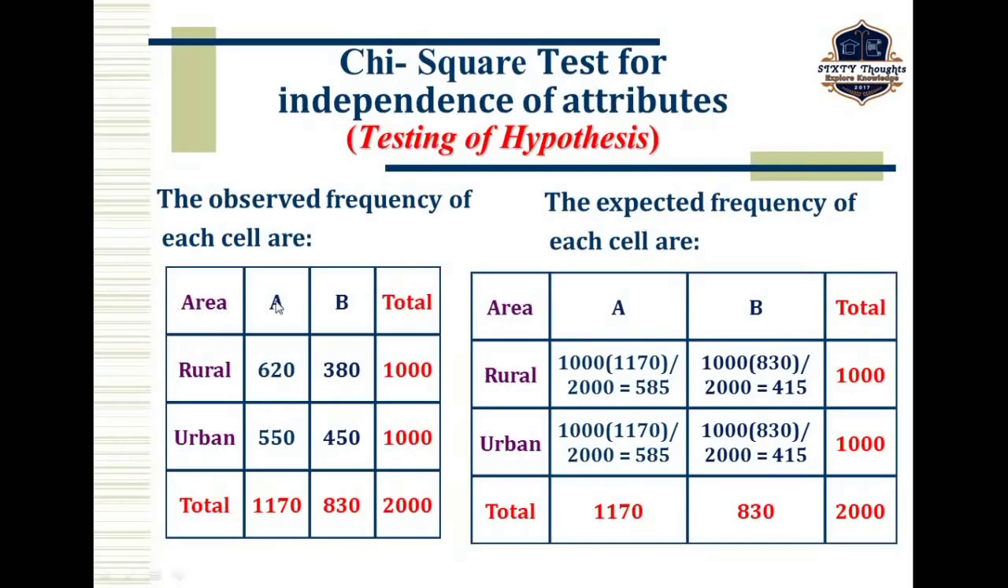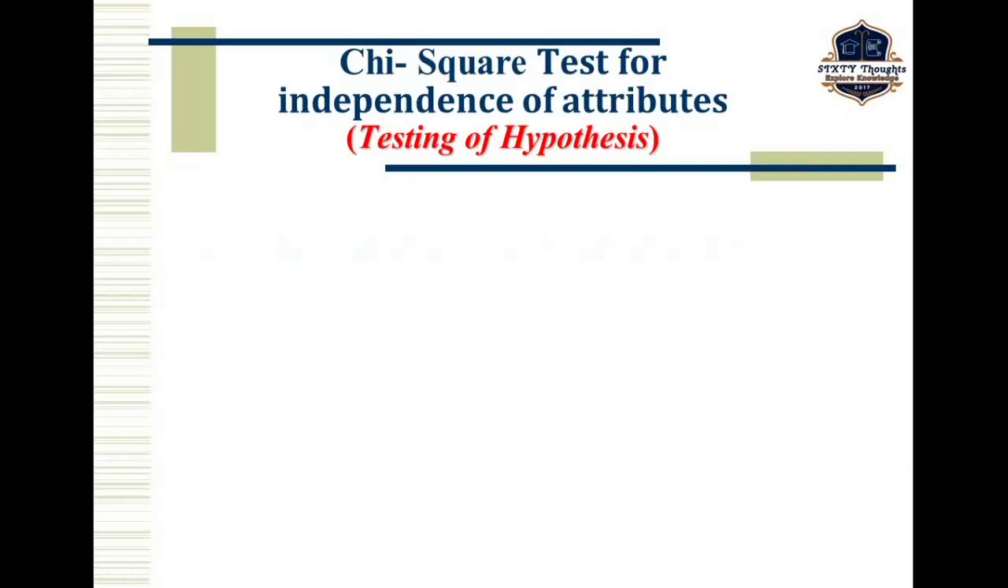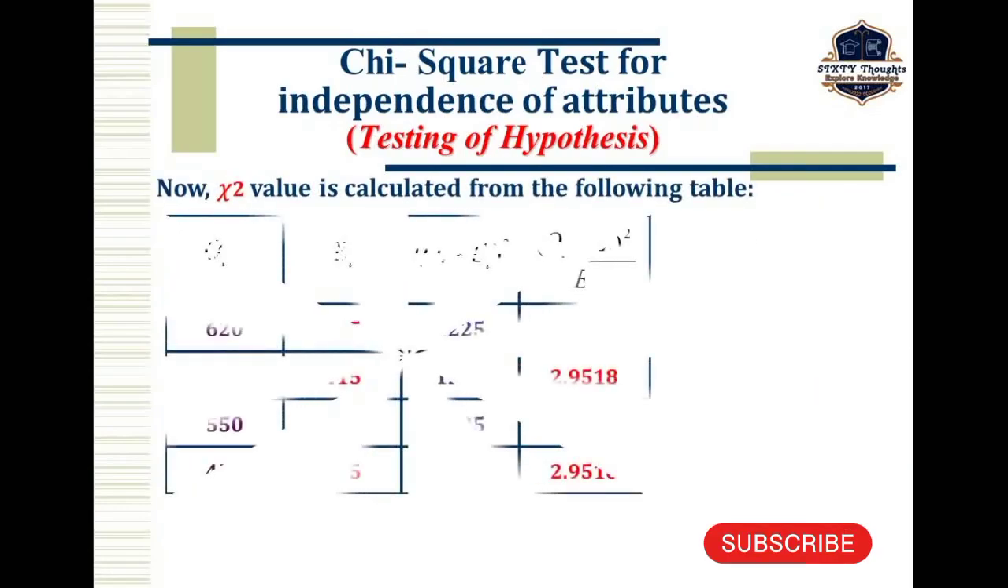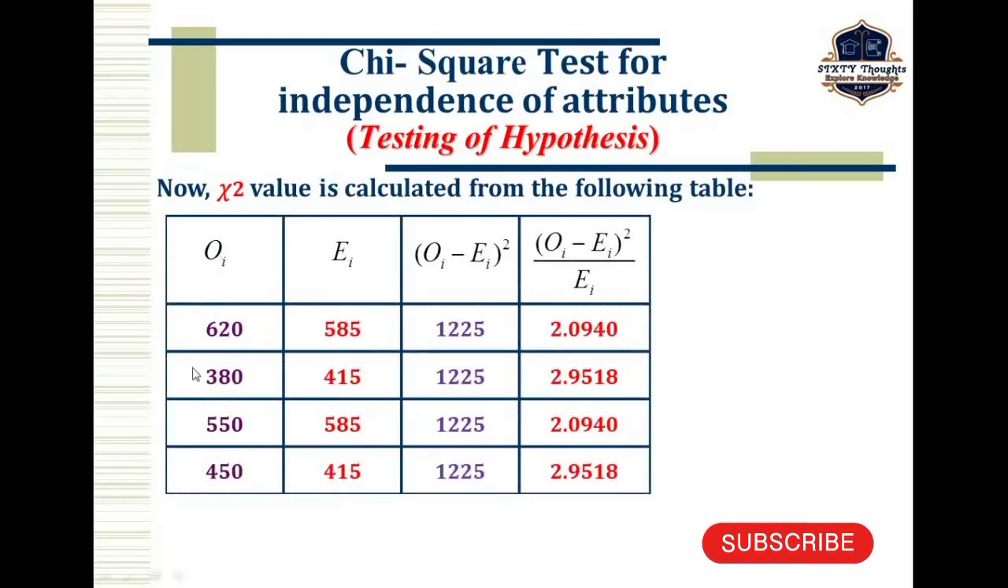Here you see the expected values, as well as both row total and column total, are the same. Therefore, your data is correct. Okay, so using these two, I am going to find the chi-square value. First we write the chi-square table from the following data. First we consider the observed values. There are four different observed values, as well as four different expected values. Using this, I am going to find the observed value minus the expected value, whole square.